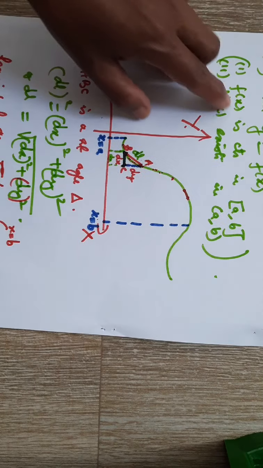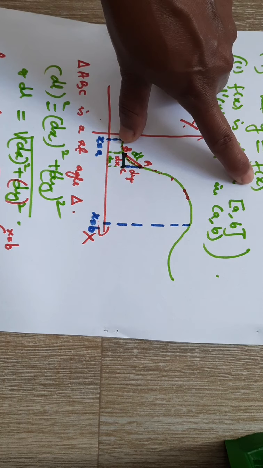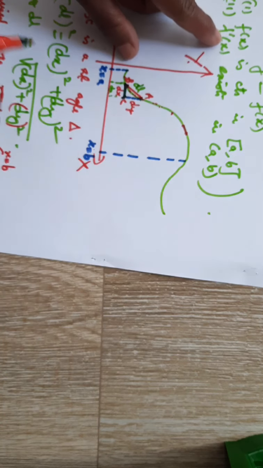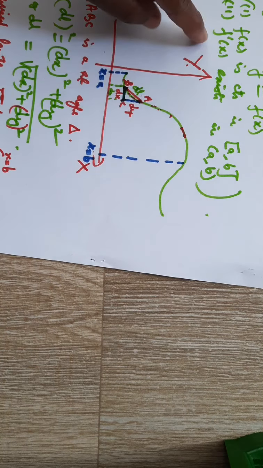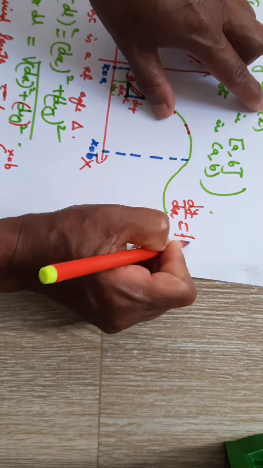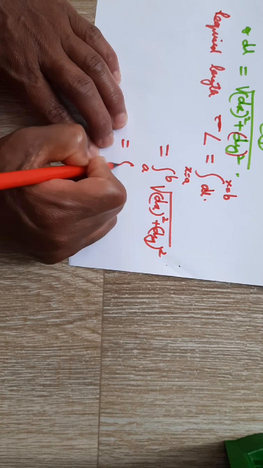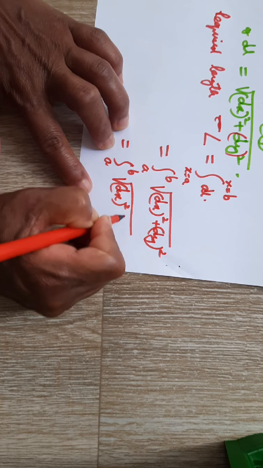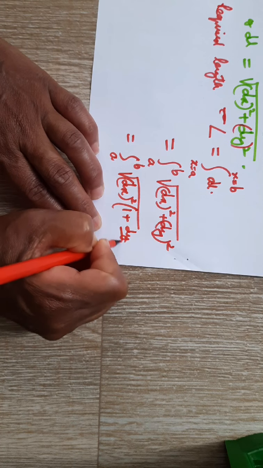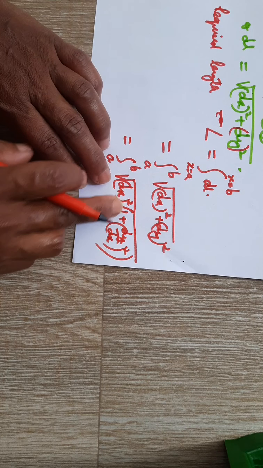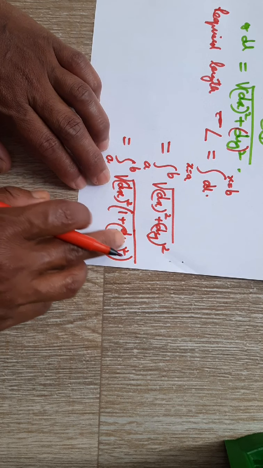Now, since I've taken y to be a function of x, that means y has been expressed in terms of x. Then if you take the derivative, you can differentiate this one. So dy dx in this case will be equal to f prime of x. So here what you need to do now, take out dx as a common factor: square root of dx the whole square, then into 1 plus dy dx the whole square.